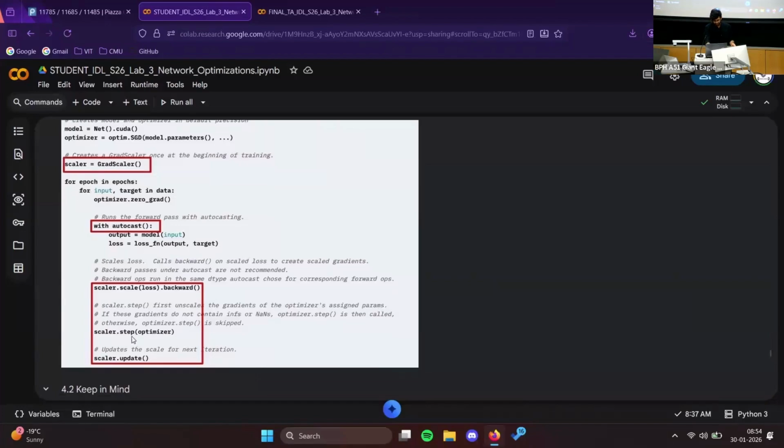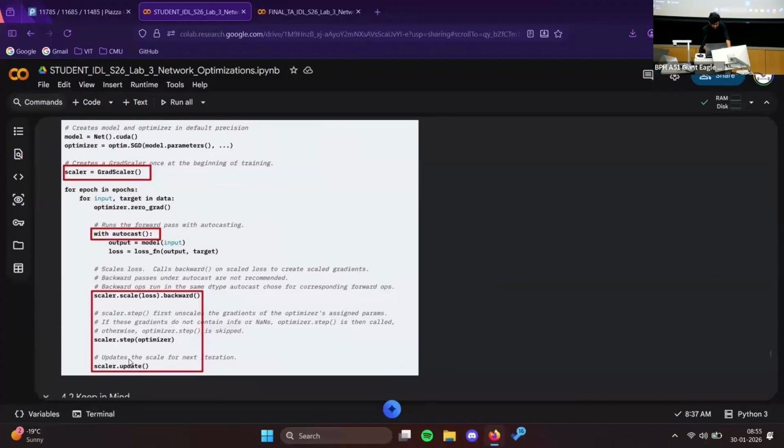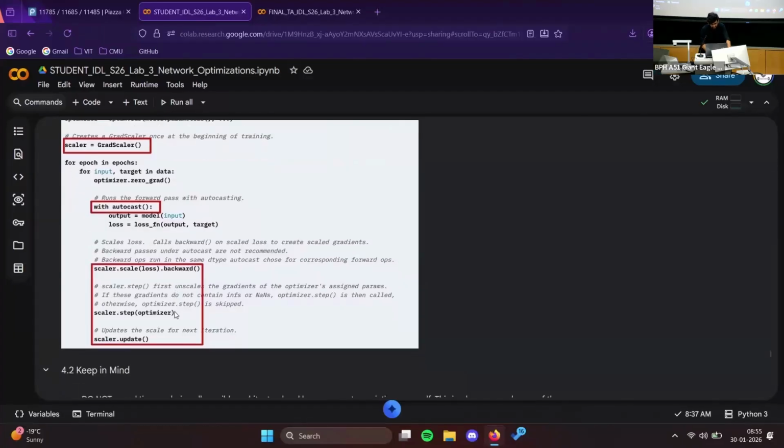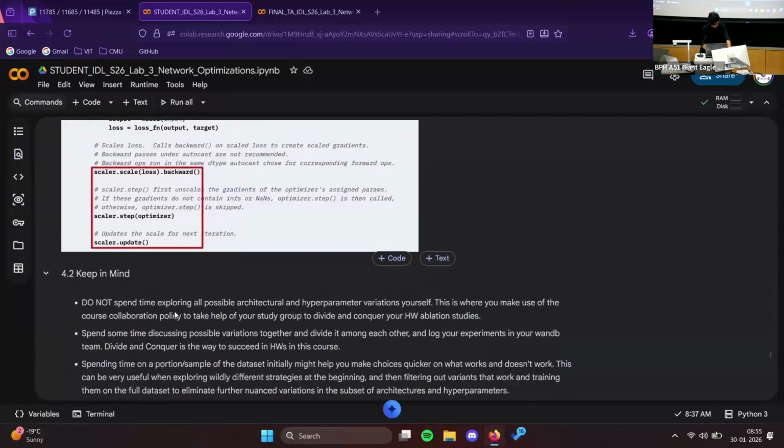This scale is dynamically decided by GradScaler. Every time we take a step, we also need to update the scaling value, and this is done by scaler.update. So for example, if it has scaled too much and that leads to overflow, it will know that it needs to reduce the scaling value. At the same time, if it has reduced the scaling value and that leads to underflow, it will increase the scaling value.